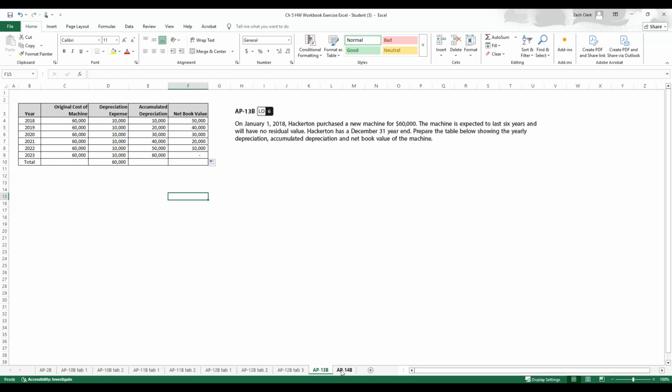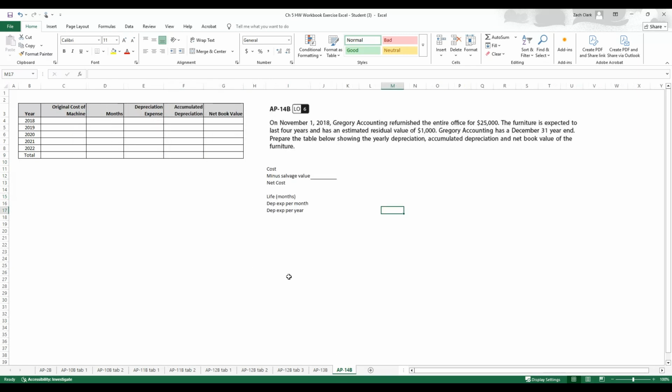Okay, now let's skip over to AP14B, and there are a few things to take into account that are a little different here. So the first thing is on November 1st, we refurnished the entire office for $25,000. So note that it's not January 1st, it's November 1st.